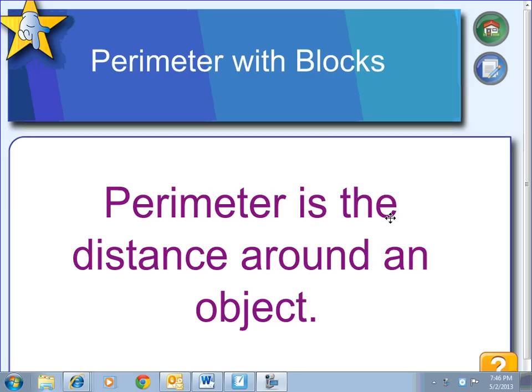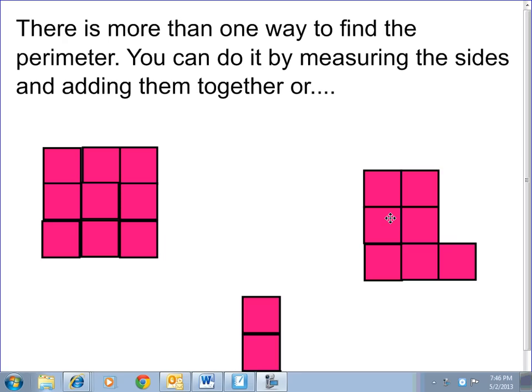Perimeter with blocks. Perimeter is the distance around an object. There is more than one way to find the perimeter of an object. You can either do it by measuring the sides and adding them together, or if you have a shape that is made out of tiles or blocks, you can simply count the line segments around the outside of that shape.